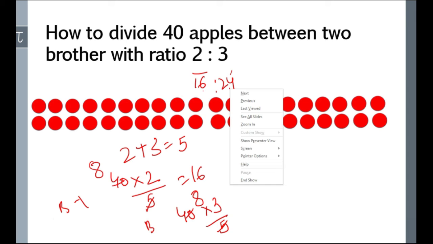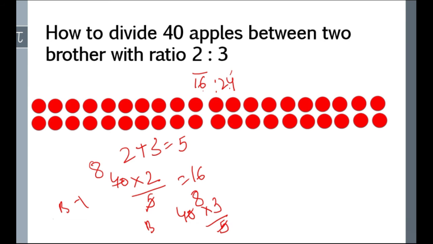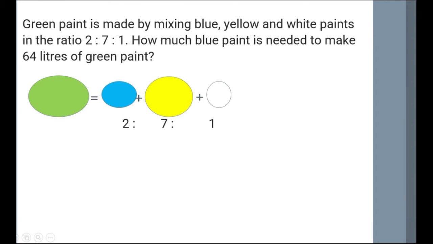I hope you are getting the basics of the ratio, how we calculate the ratio. Let us move on to another example.